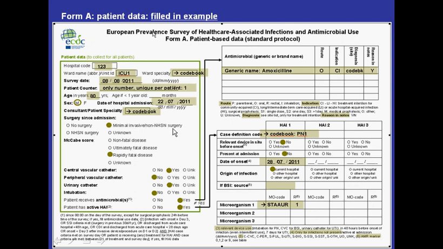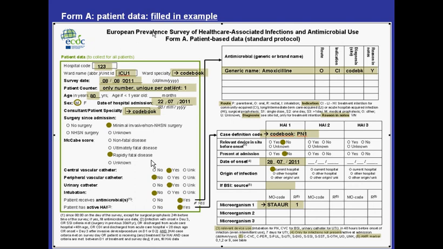The second risk factor is the McCabe score. This will be a score that many of you are unfamiliar with. It mainly describes the life expectancy of the patient. Non-fatal disease is expected to survive more than 5 years. Ultimately fatal is expected to die within 1 to 5 years, and rapidly fatal is expected to die within 1 year. This is an interpretation, an estimation, that the treating physician of that specific ward will make of that patient.